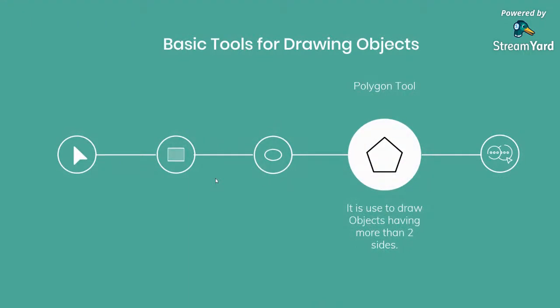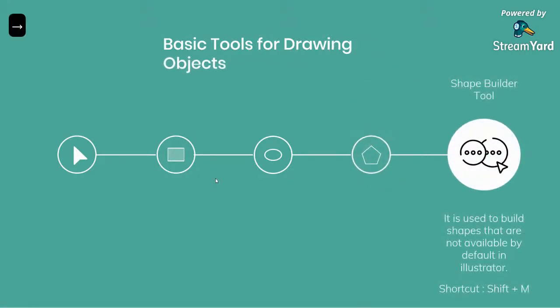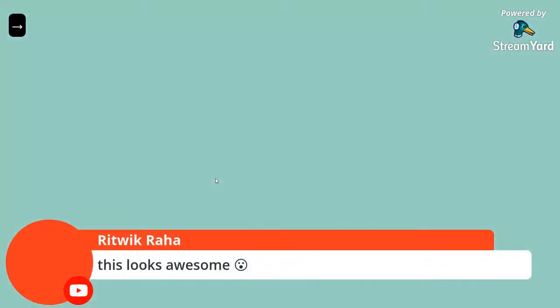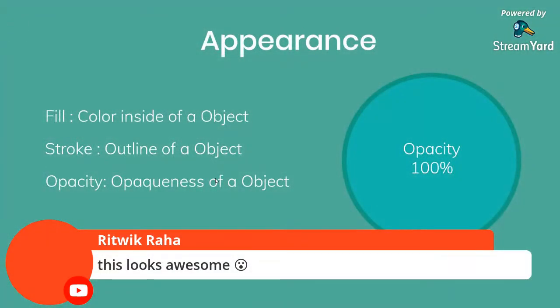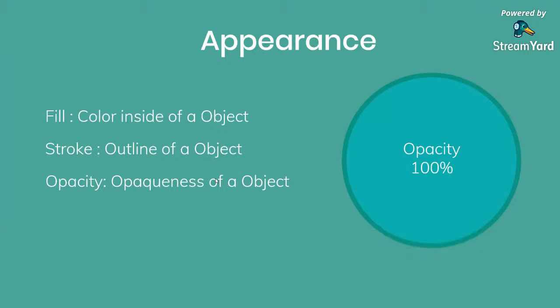Polygon tool. It is used to draw objects having more than two sides. There is no shortcut for this. Shape builder tool. It is used to draw shapes that are not available by default in Illustrator. Shortcut Shift plus M. Now about appearance. The color inside of an object is the fill, the outline is stroke, and the opacity is the opaqueness of an object. Right now, the opacity of the current object is 100%. And you can take a look, it's reduced to 50%. Let's see that again. Increase to 100%, reduce to 50%.